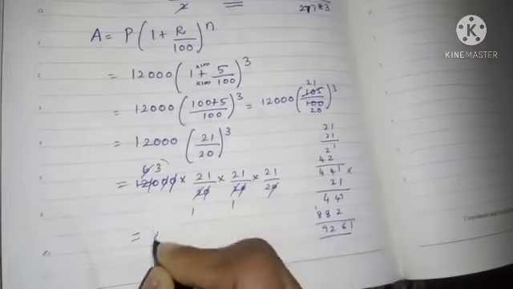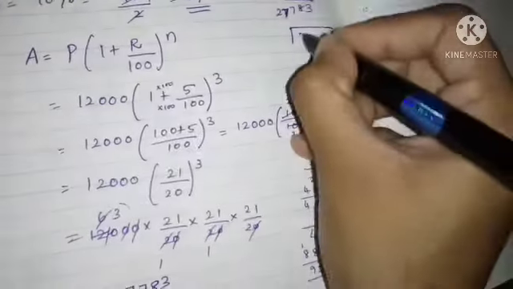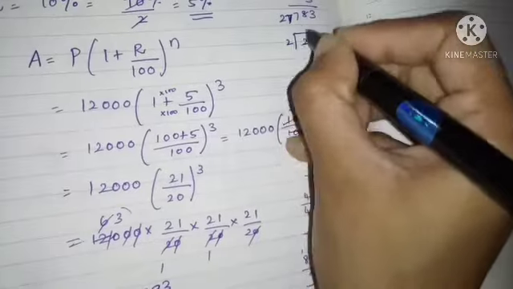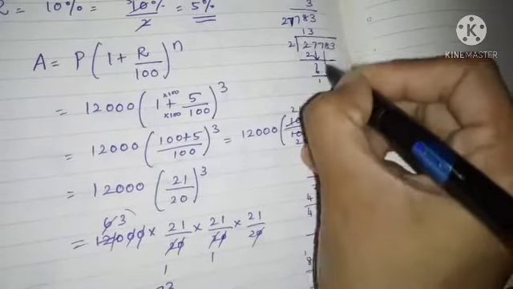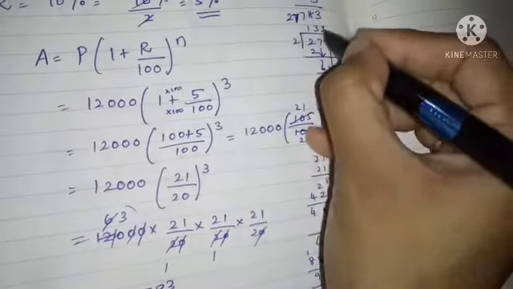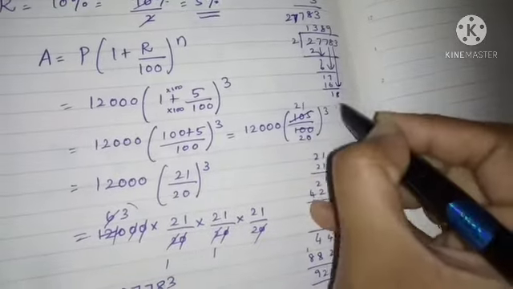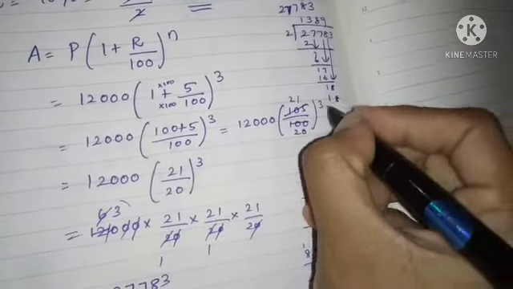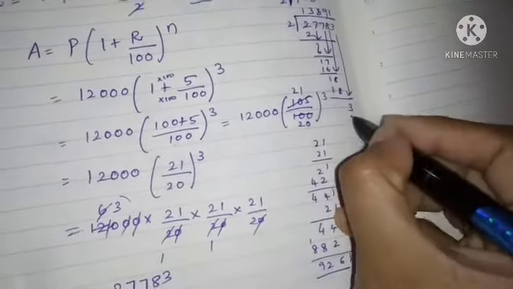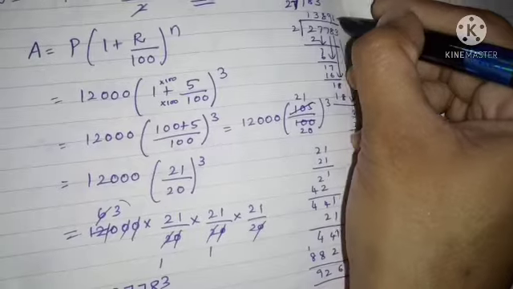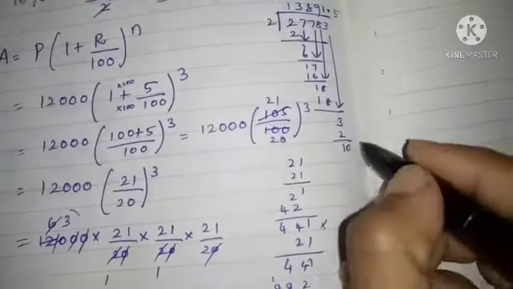So what you're getting? 27,783 divided by 2. 2 1s are 2, 7; 2 3s are 6, 1; 7, 8 2s are 16, 1; 9 2s are 18. Then I'm bringing this 3 down. 2 1s are 2, 1, 0. 2 5s are 10.